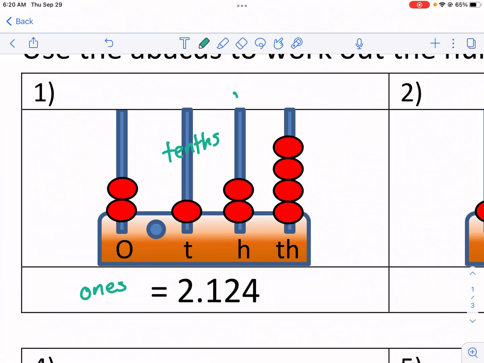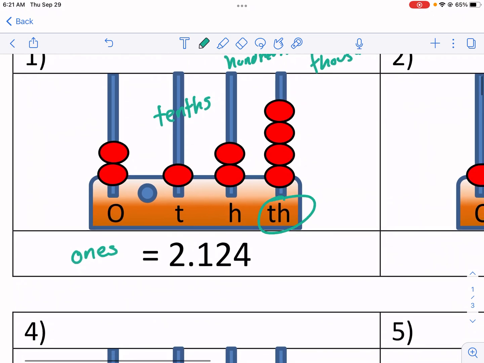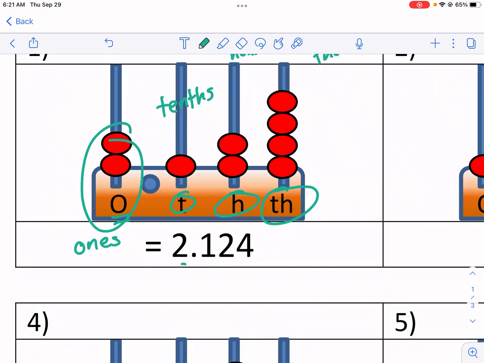And then we have hundredths place up here, and then we have thousandths. So these are the different places that we have, and that's represented by TH, H, and then T. And then this, of course, is the ones place. So if we're looking at this, we have 2 ones. That's why there's a 2 there. Then we have 1 tenths place, 2 hundredths place. So 1 tenths place, that's why there's 1 there. 2 hundredths, and then 4 thousandths, and that's why it's 2.124.